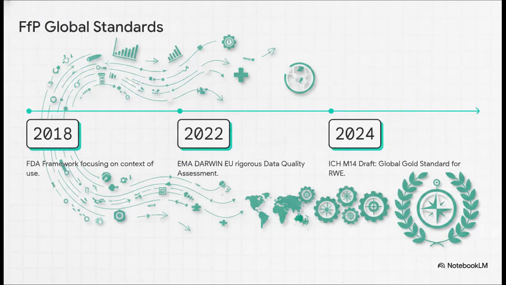And fitness for purpose has truly become a synchronized global standard. The FDA really established this back in their 2018 framework, putting a huge focus on the context of use. The EMA followed suit, completely embedding it into their Darwin EU network in 2022. And now the forthcoming ICH M14 guideline is poised to make this kind of prospective data quality assessment the absolute global gold standard for real-world evidence.